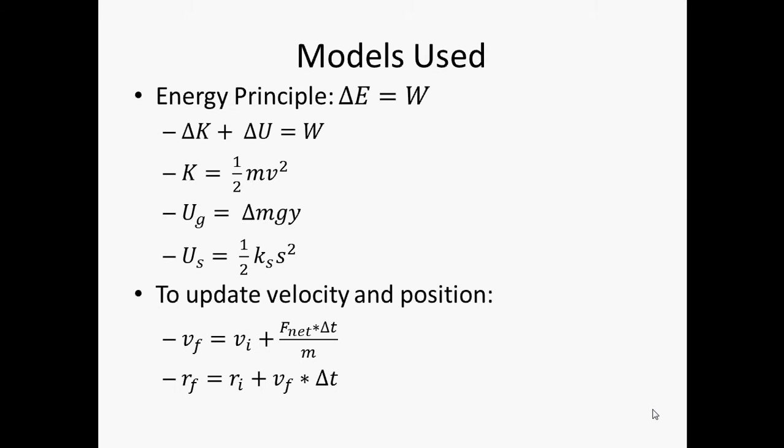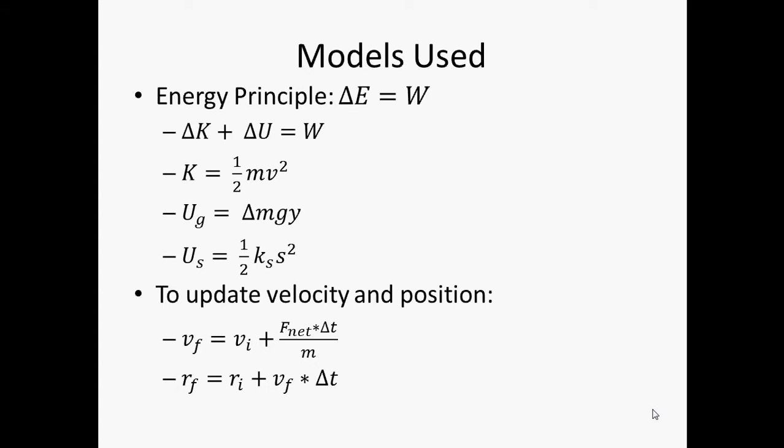The physics principles used in this lab were the energy principle, which is that the change in energy is equal to work, and the subsequent principles: delta K plus delta U equals work. Kinetic energy is equal to 1/2 mass times velocity squared. The change in gravitational potential energy is mass times gravity times the change in y, and the change in spring potential energy is 1/2 times ks times the stretch of the spring squared.